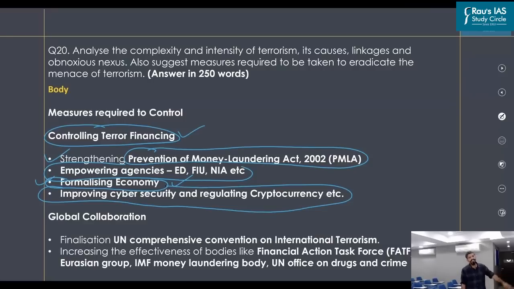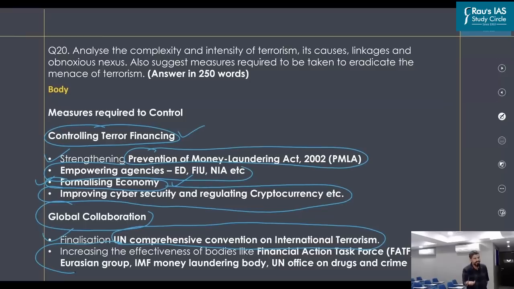Plus, beyond these, we need global collaboration, because we already saw there is lack of definition of terrorism. We need to focus on finalizing the UN CCIT, for which India has been pitching at the UN for early completion and finalization of this UN Convention on International Terrorism. Plus, we need to focus or improve the effectiveness of the bodies that are handling the issue of money laundering, like Financial Action Task Force, or the Eurasian Group, or the IMF's money laundering body, plus UN Office on Drugs and Crime. All these need to be strengthened more.